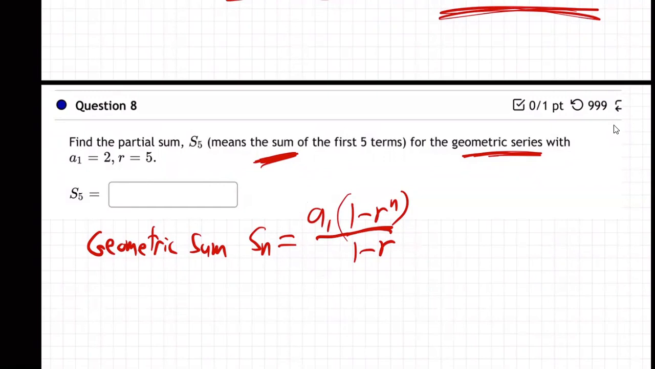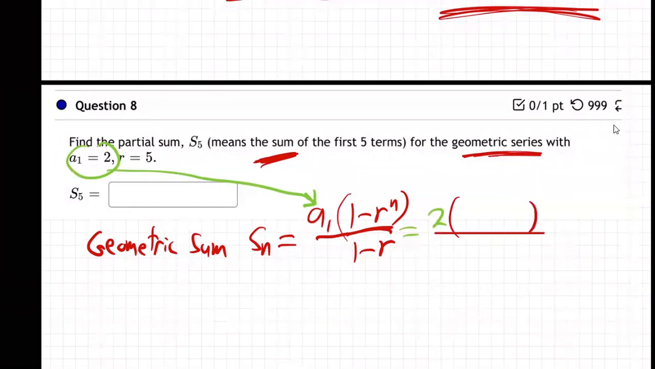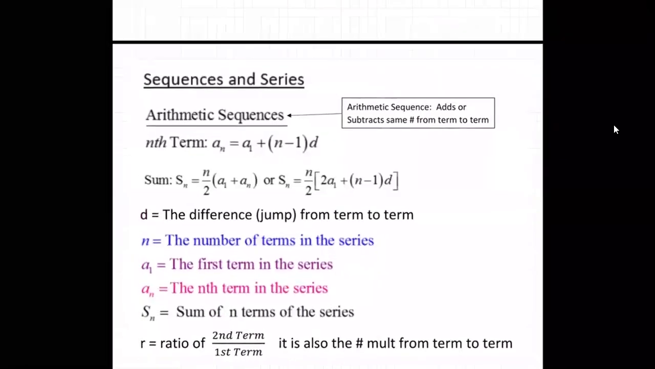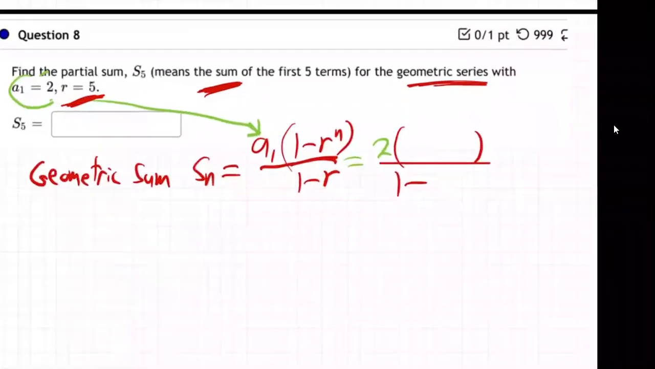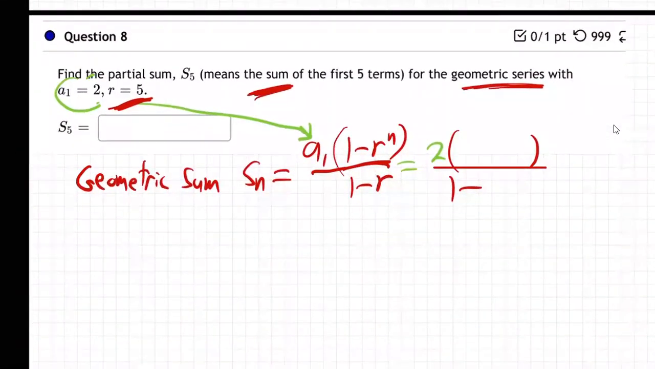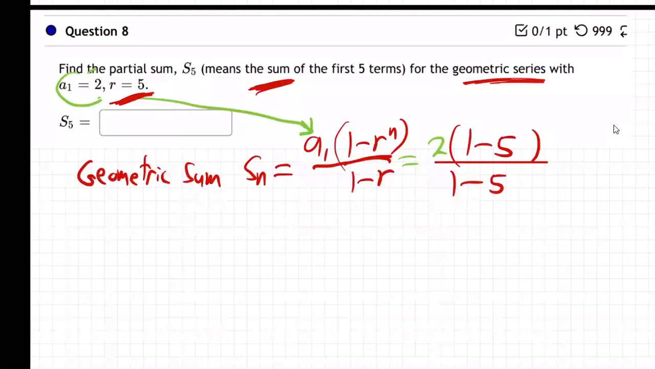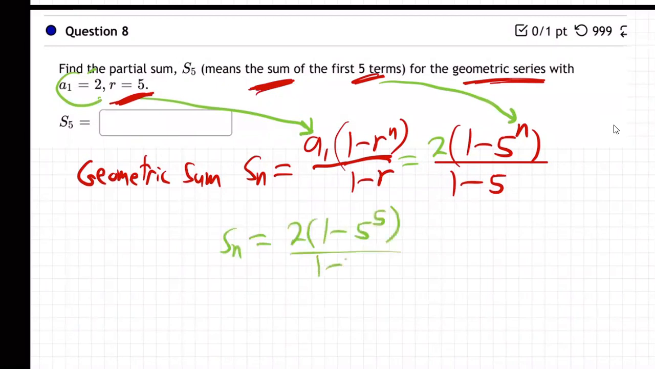So how do we do it? Well, A1 is the first term. They tell me that's 2. No mystery there, that plugs in as a 2. And then we go 1 minus R. Now, what's R? Do they tell me R? Oh yeah, they just gave it to me. I don't need to go look anywhere. They handed it to me on a silver platter. R is 5. Thank you very much. So 1 minus 5 to the n. Good so far? And then they said 5 terms, so there's my n. Plug in 5 for n. This is pretty nice. This is going to be 2, 1 minus 5 to the 5 over 1 minus 5.